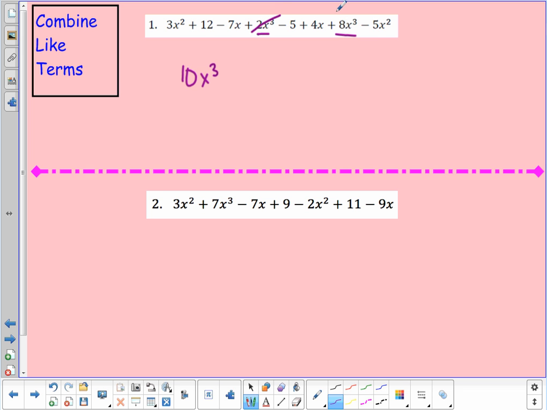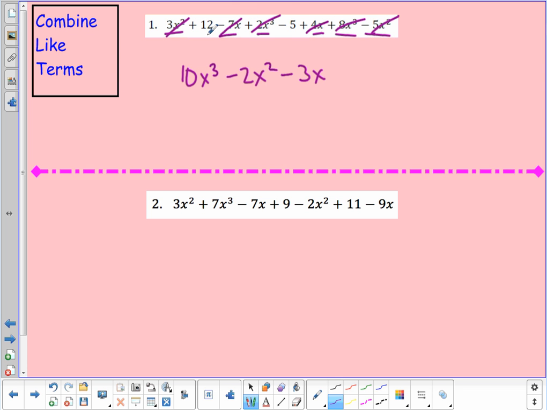Once you're done with them, if it helps you, go ahead and cross them out, because then you know you've taken care of them. You don't need to look at them again. Then I decrease my powers from there. So I was looking at x to the third. Now I'm going to look at x to the second. And when I look for x to the second, I see 3x to the second there and negative 5x to the second there. So 3 minus 5 gives me negative 2x to the second. Again, I'm finished with those, so I can cross them out. Then the next one that I see is the negative 7x and 4x. Negative 7 plus 4 is negative 3x. So I can get rid of those.